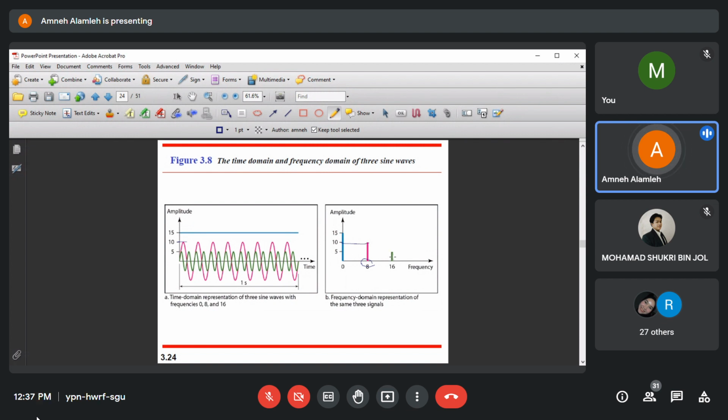And the third wave with 16F, and the amplitude is 5. So this is the representation in the frequency domain for the same 3 signals.